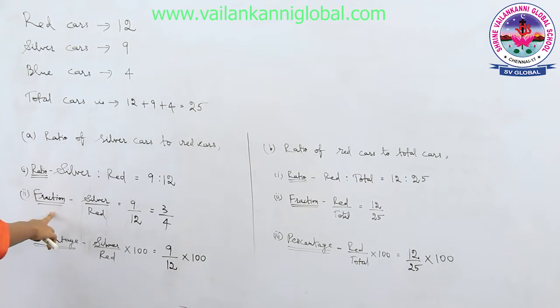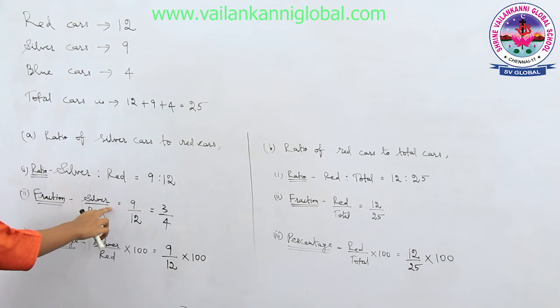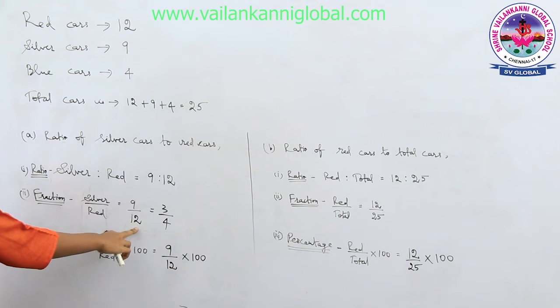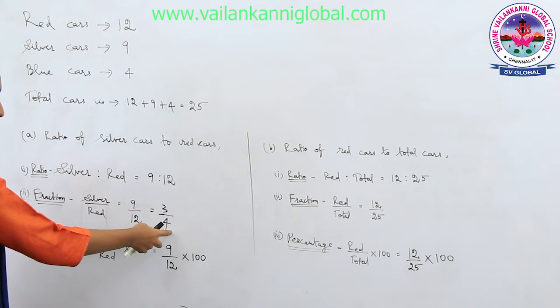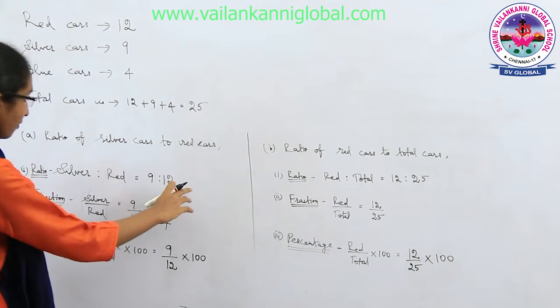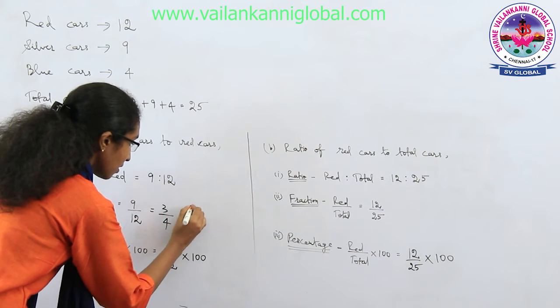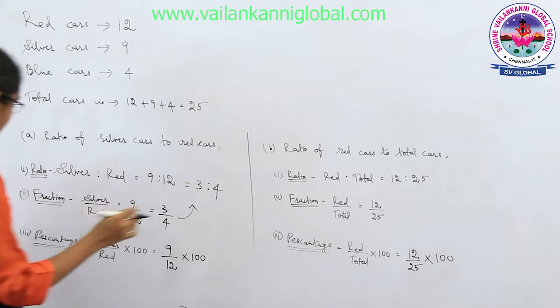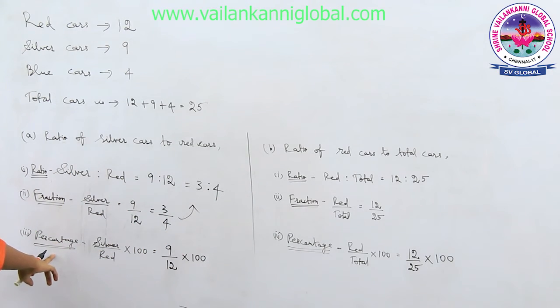In the form of fraction, silver is written on the numerator and red is written in the denominator. Hence it is written as 9 divided by 12. 9 and 12 can be simplified further to 3 divided by 4. Hence, after finding the fraction, we can write the ratio as 3:4.